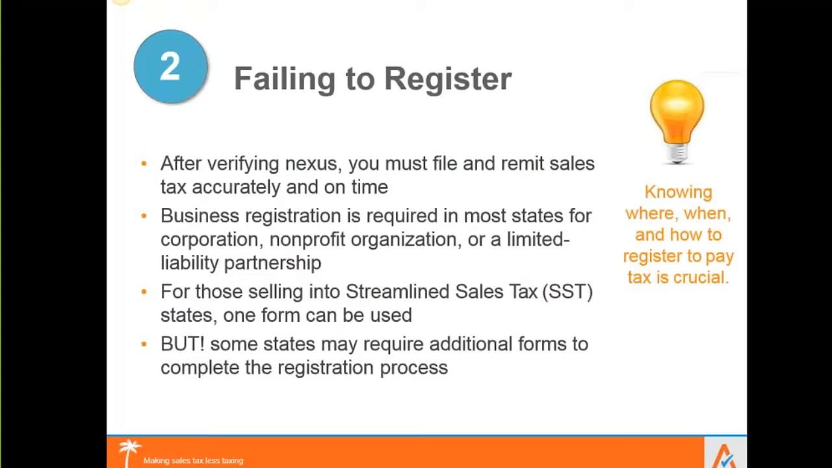Failing to register. All right, so after verifying Nexus, you must file and remit tax accurately and on time, right? That's pretty obvious. But once you're registered, you're really going to want to evaluate, again, all of the different processes that you put in place, making sure you have your filing calendar set up right. For those that are familiar with streamlined sales tax, it's all done on one form, but if you're a company in a certain industry that has multiple tax types, it's important to know that that one form may not apply to those additional tax types, and you may have some additional work to do. We see some issues of just not understanding that they have additional paperwork to use on the streamlined sales tax piece.